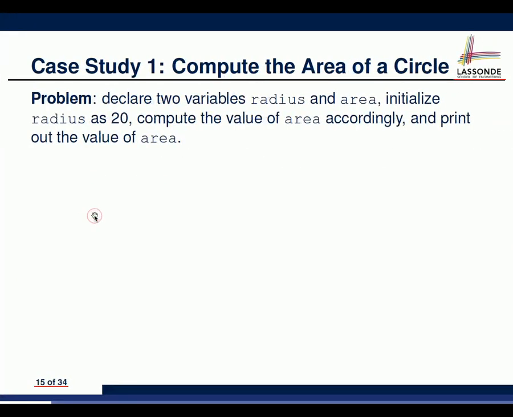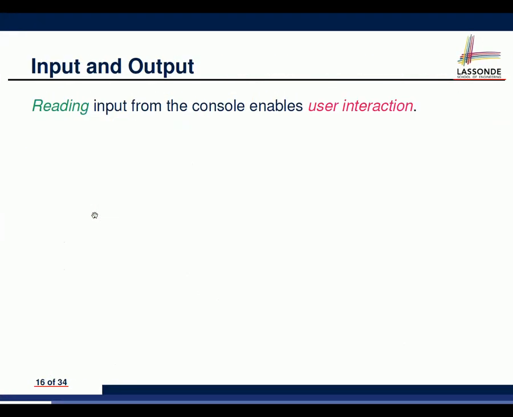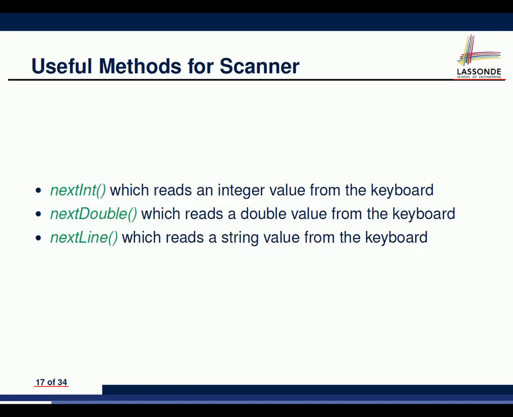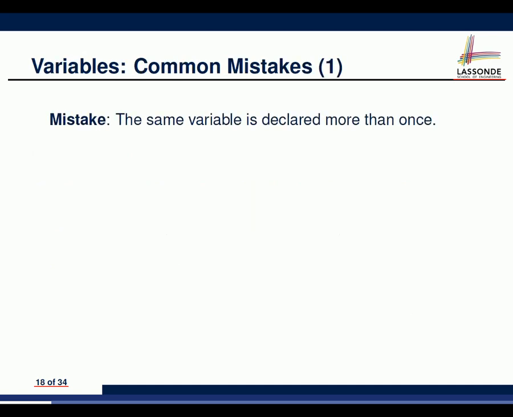Okay, let's now go on. That's the two examples we just illustrated. Of course, you should know both. These are the three methods you can use for the scanner. Let's talk very quickly about the common mistakes you can make in your Java program.